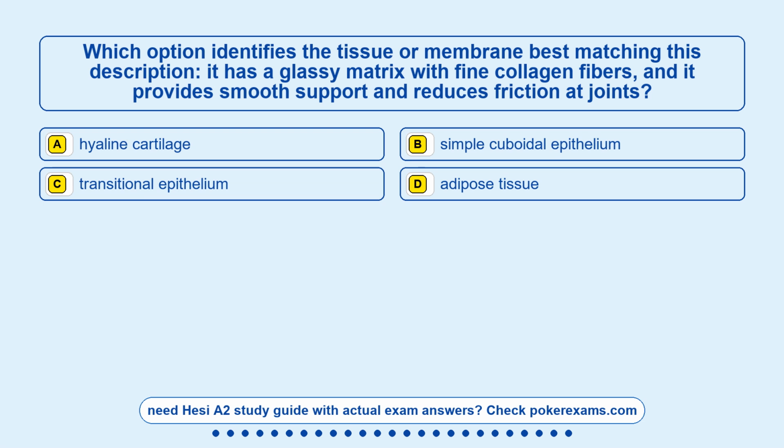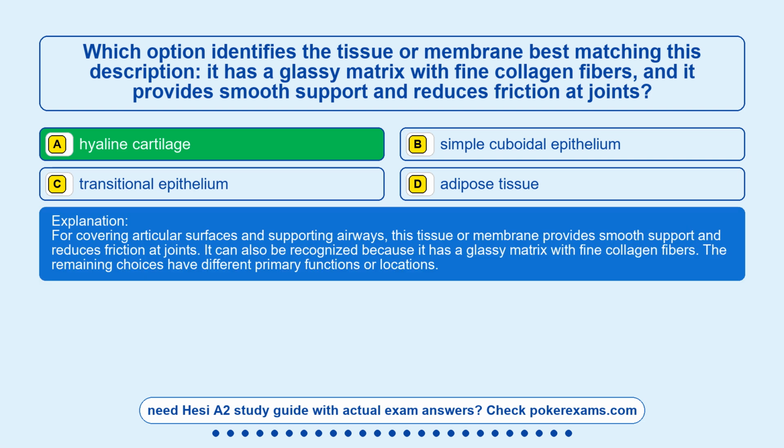Question 12. Which option identifies the tissue or membrane best matching this description? It has a glassy matrix with fine collagen fibers, and it provides smooth support and reduces friction at joints. Option A, hyaline cartilage. Option B, simple cuboidal epithelium. Option C, transitional epithelium. Option D, adipose tissue. The correct answer is option A, hyaline cartilage.